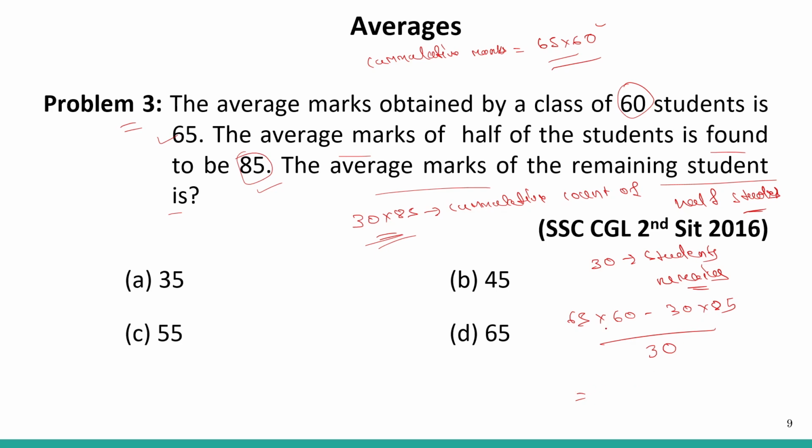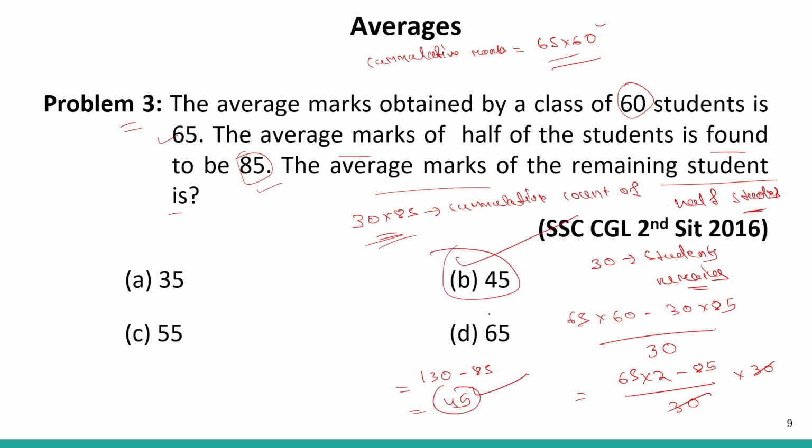Dividing it by 30, we can take 30 common from the numerator, and we are left with 65 into 2 minus 85, whole by 30 into 30. So 30 will get cancelled out, and we are left with 130 minus 85. So this will be equal to 45. So 45 will be the correct answer. Option B is the correct one.